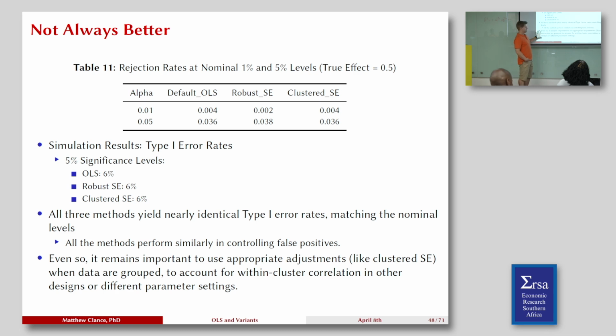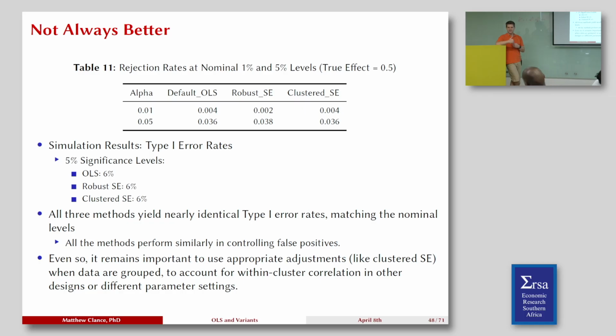Even so, it remains important to use the appropriate adjustment to the cluster standard errors when data are grouped. So even in those cases where you use robust and you get your answer that you like, but you use cluster because you know there are groupings, you know there's clustering in that data set, it's not about whether you're getting the lowest standard errors here. It's about performing it in the proper way.